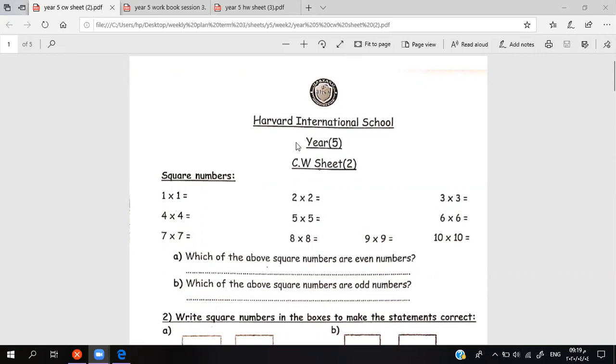Okay, let's see what we're gonna talk about today. We're gonna talk about three things. They are very easy. That's why they are three things. Okay. The first thing we're gonna talk about is square numbers.